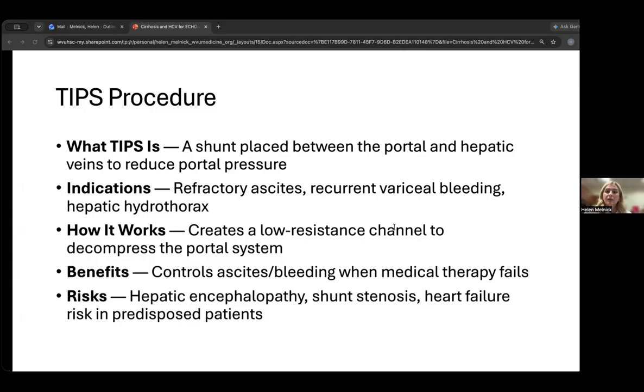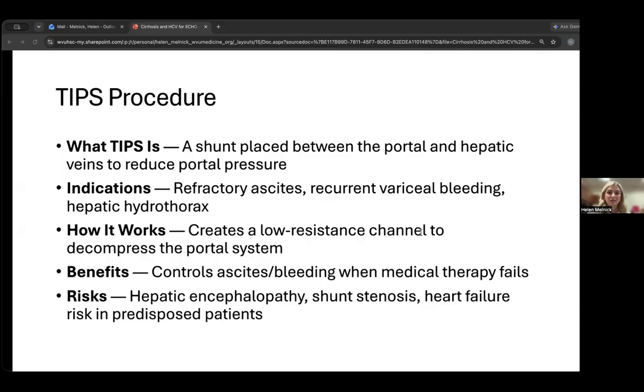The main indications are refractory ascites and recurrent variceal bleeding, despite optimal therapy. It's also used for hepatic hydrothorax and occasionally Budd-Chiari syndrome. TIPS is very effective at lowering portal pressure, which is why it can dramatically reduce ascites formation and prevent further bleeding. But because the blood bypasses the liver, the risk of hepatic encephalopathy increases, especially in older adults or those with baseline cognitive issues. Cardiac function is another key consideration.